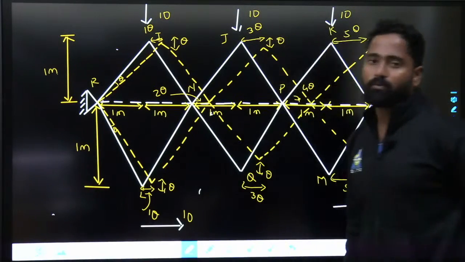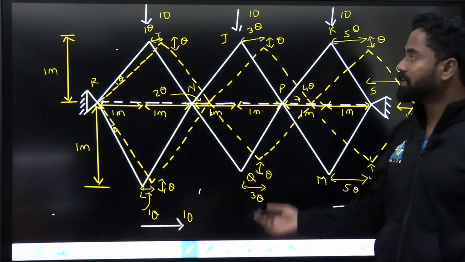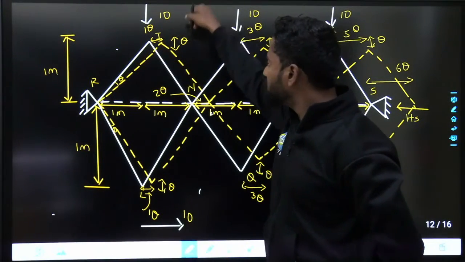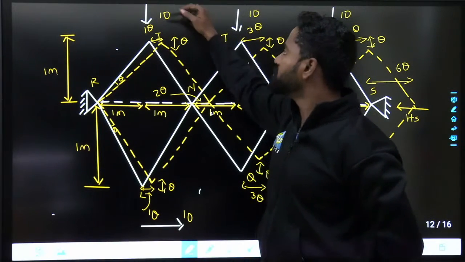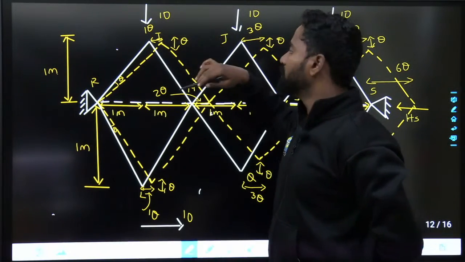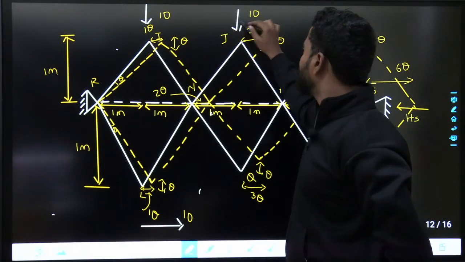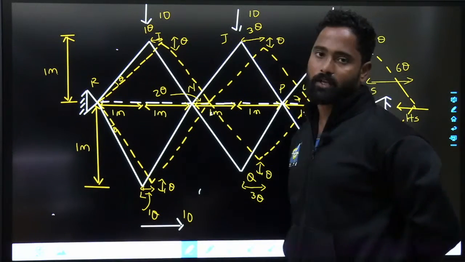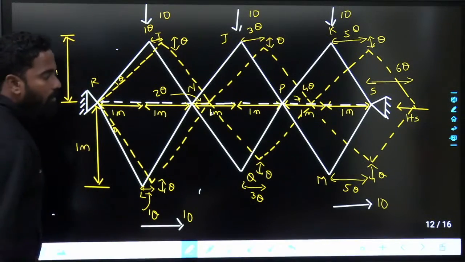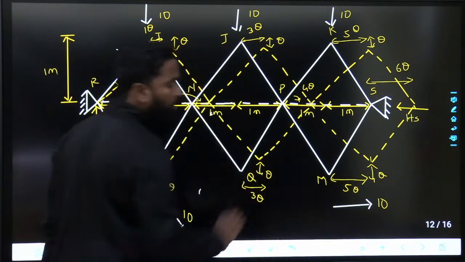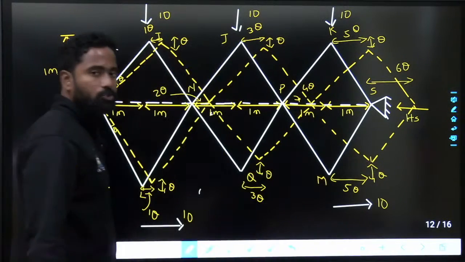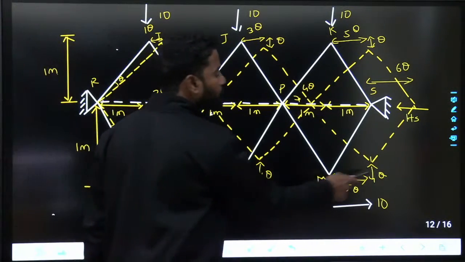So if we want to find the work done by external loads, 10 is in the vertical direction, and theta is also moving like this. So 10 times theta, load multiplied with displacement is the work done. 10 times theta, 10 times theta, 10 times theta. And here it is horizontal movement, 10 times theta, and here it would be 10 times 5 theta. Load multiplied with displacement in the direction of the load. So 10 times 5 theta.